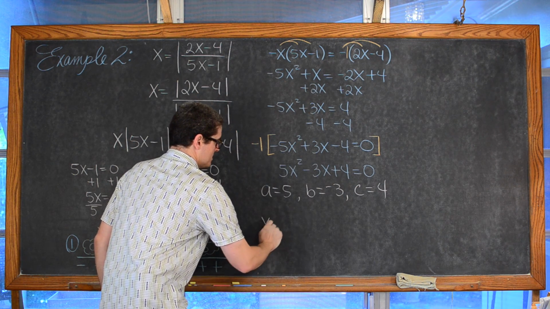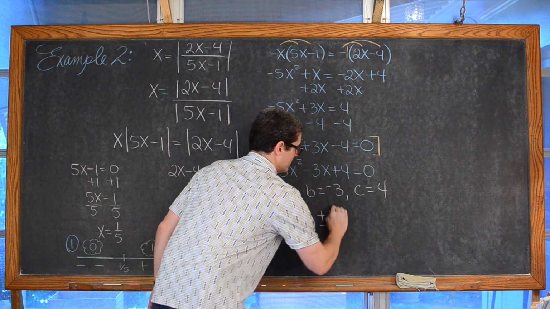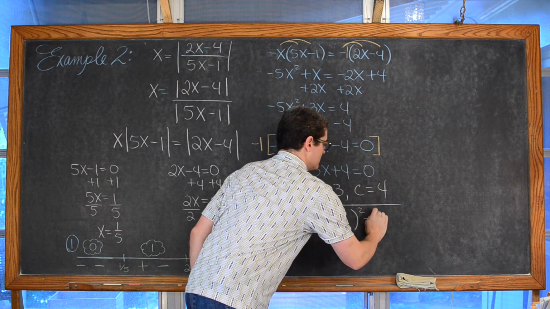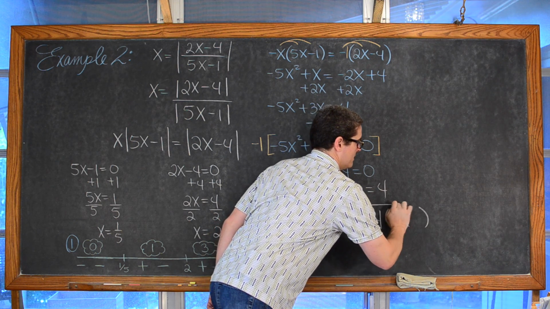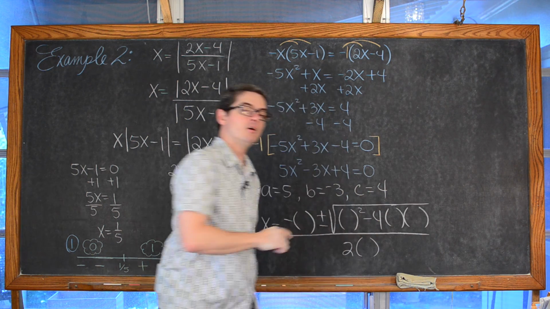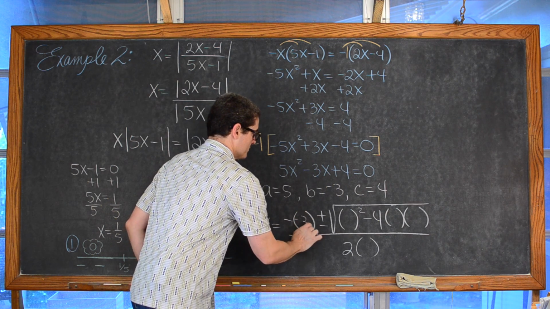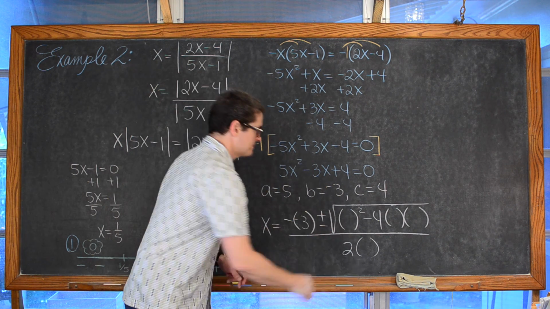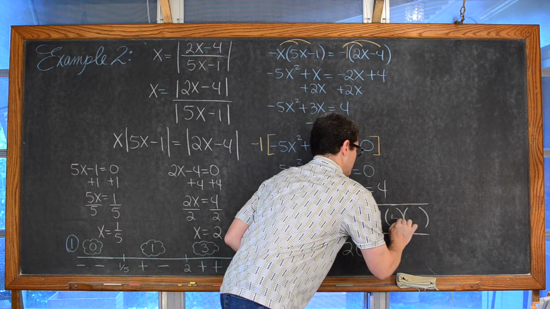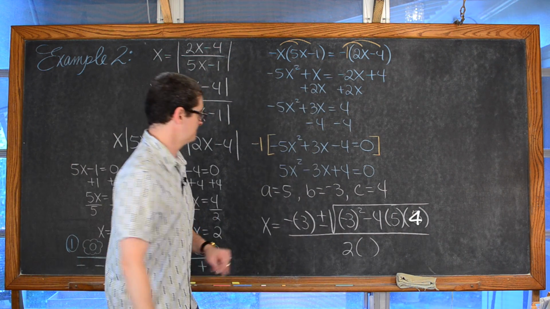So we get x is equal to the opposite of b plus or minus the square root of b squared minus 4ac, all over 2a. Well, b is negative 3, so we're going to have the opposite of negative 3 plus or minus the square root of b squared minus 4ac, all over 2a.